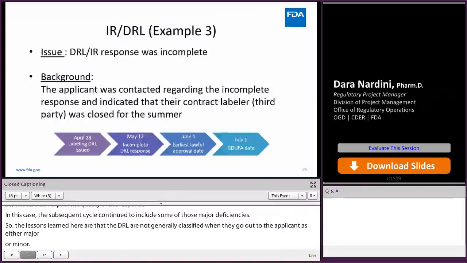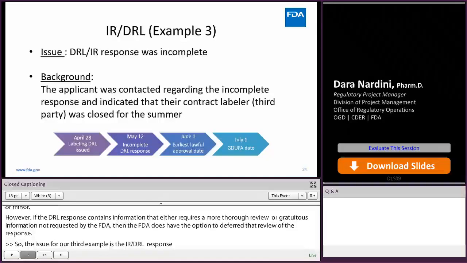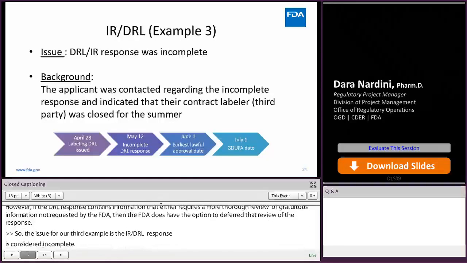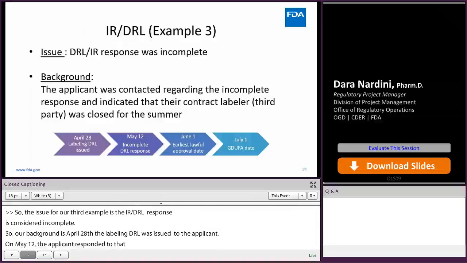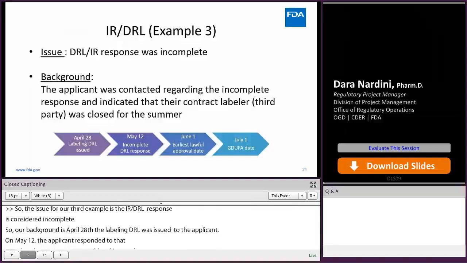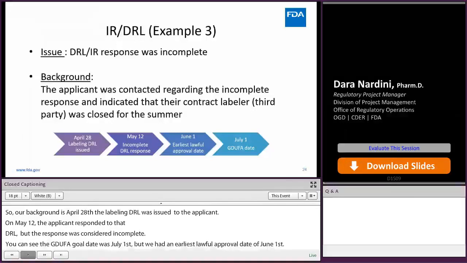So the issue for our third example is the DRL IR response is considered incomplete. So our background is April 28th, the labeling DRL was issued to the applicant. On May 12th, the applicant responded to that DRL, but the response was considered incomplete. You can see the GDUFA goal date was July 1st, but we actually had an earliest lawful approval date of June 1st. When the agency received that incomplete response, the applicant was contacted and they stated that their contract labeler, third party, was closed for the summer.